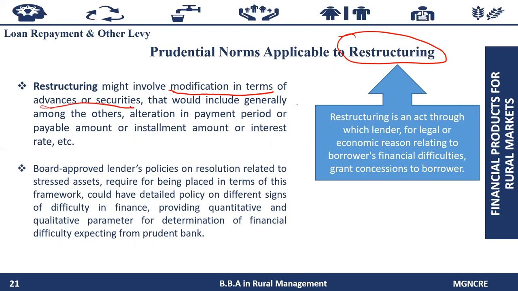That could include, among others, alteration of the payment period. Like if it's 12 months now, it can be extended to another 12 months. Then the payable amount or installment amount, interest rate, anything can be restructured, following the legalities.